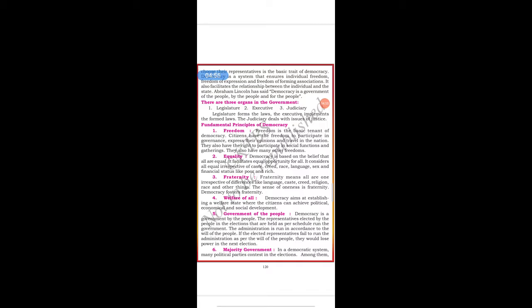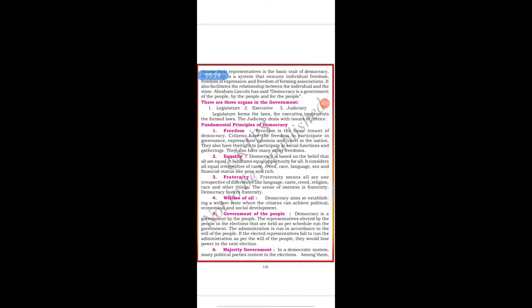Now, Abraham Lincoln, the 16th president of America, said something about democracy. According to him, what is democracy? Democracy is the government of the people, by the people and for the people. So he said that democracy is the government of the people, by the people and for the people.